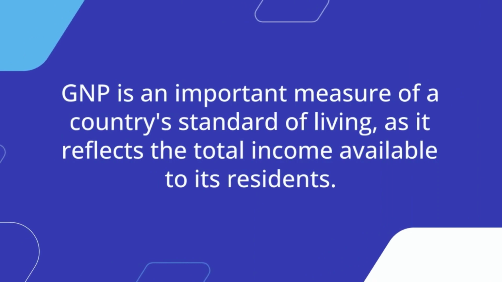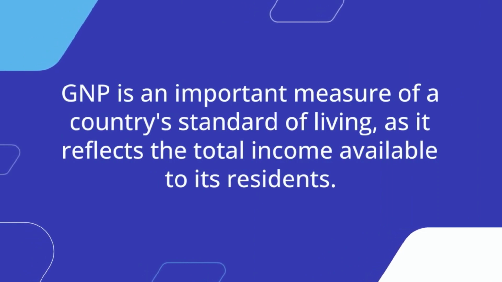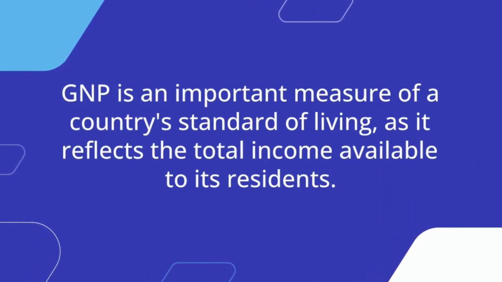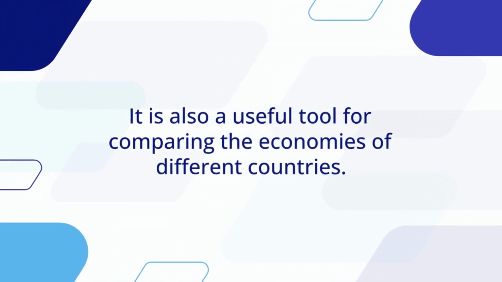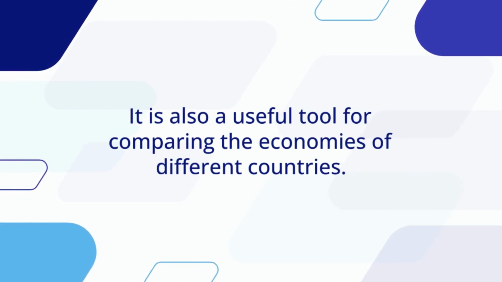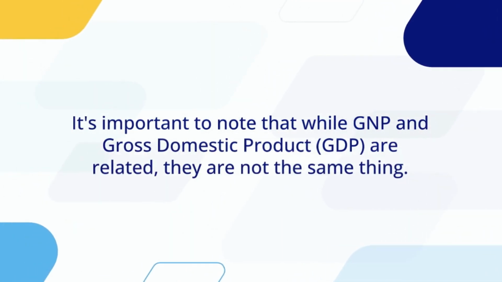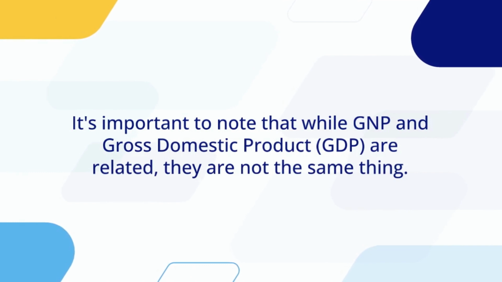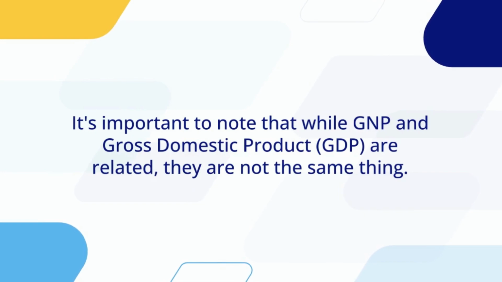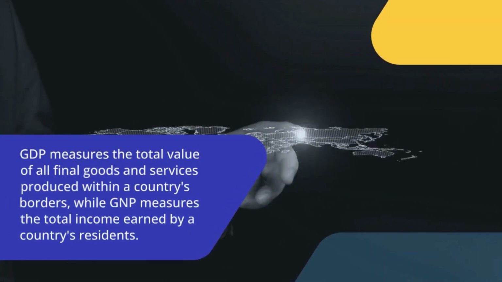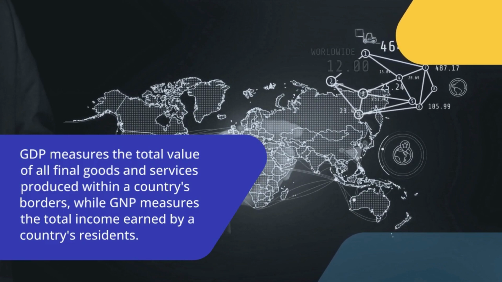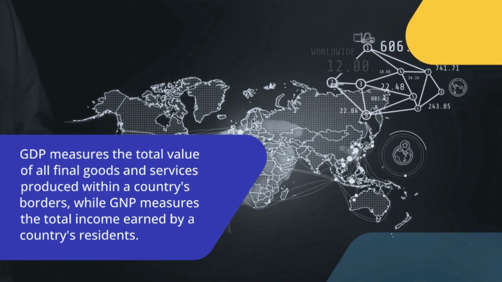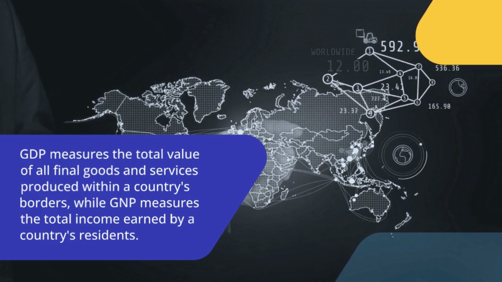GNP is an important measure of a country's standard of living, as it reflects the total income available to its residents. It is also a useful tool for comparing the economies of different countries. It's important to note that while GNP and Gross Domestic Product, GDP, are related, they are not the same thing. GDP measures the total value of all final goods and services produced within a country's borders, while GNP measures the total income earned by a country's residents.